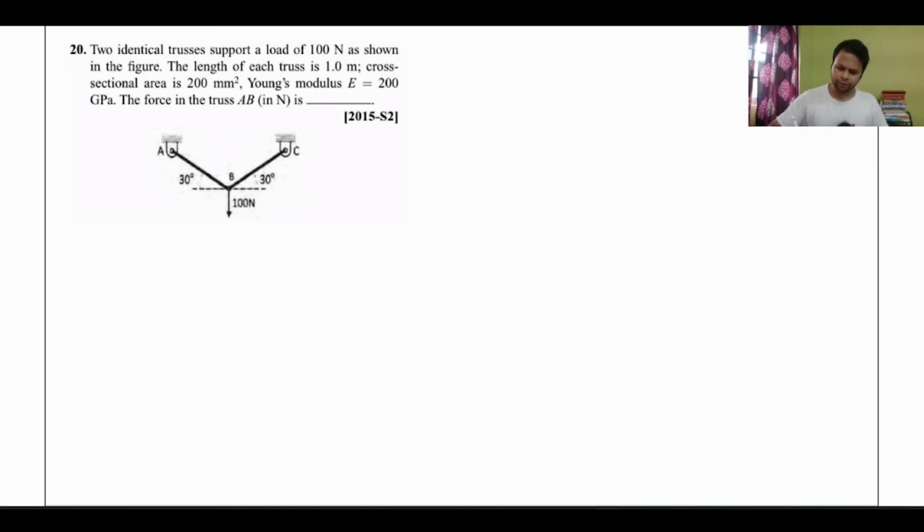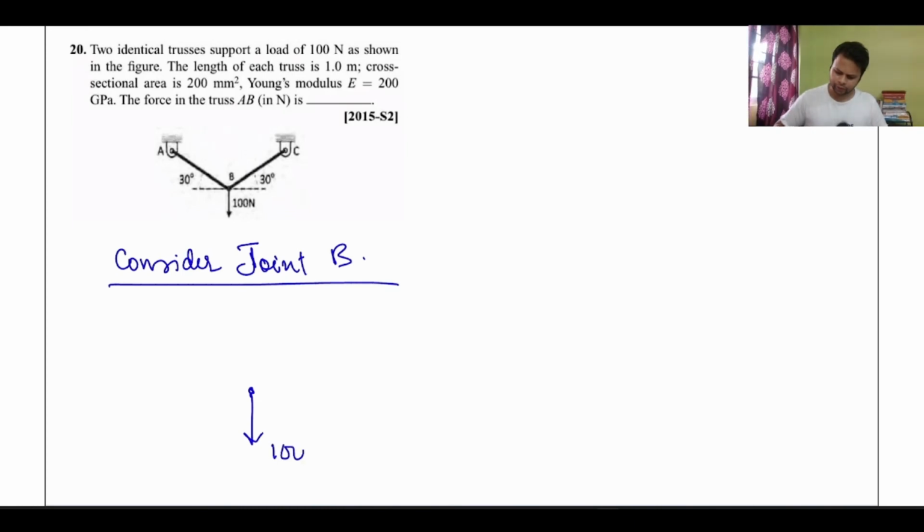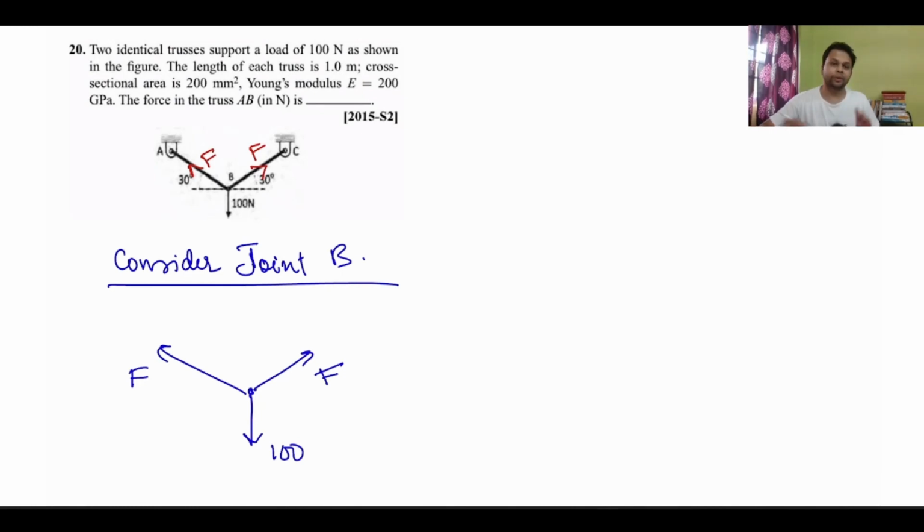So I'll draw the FBD of the joint. Consider joint B. If I consider joint B, there are three forces acting on it: 100 Newton, and let me say this is force F. By symmetry, I can say both the forces will be the same. You can see if you draw a vertical line passing through point B, the right hand side and left hand side are exactly the same. So this is a symmetrical structure, and definitely the force in both the members will be F.